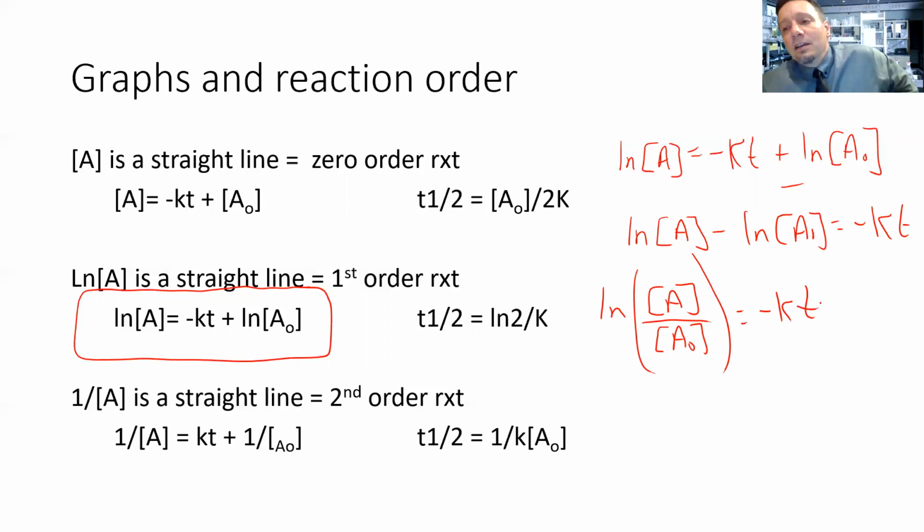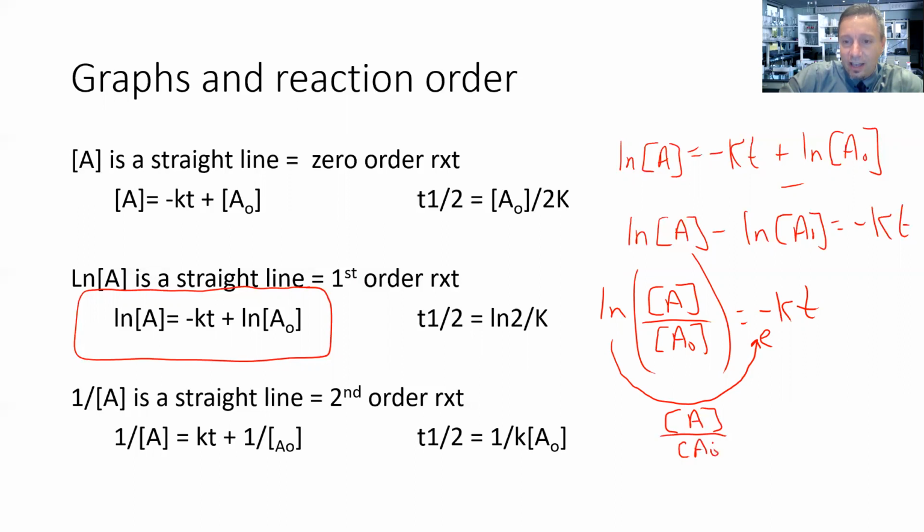So now that I have it in this form, I can get rid of the natural log. Remember, I could get rid of the natural log by bumping this up on e. So I could rewrite this as the concentration of A divided by the concentration of A original equals e raised to the negative KT. Hopefully this comes back to you. This is a very common form. That's why I wanted to take a moment on this.